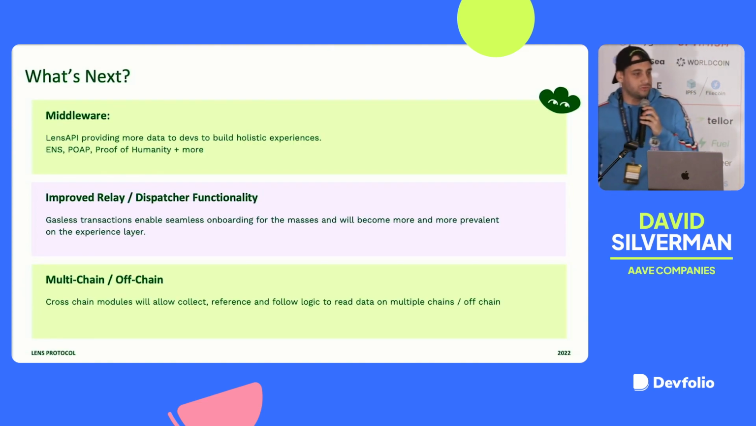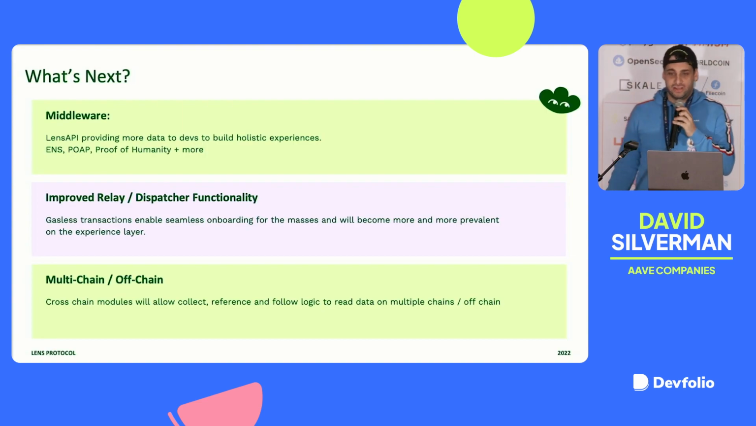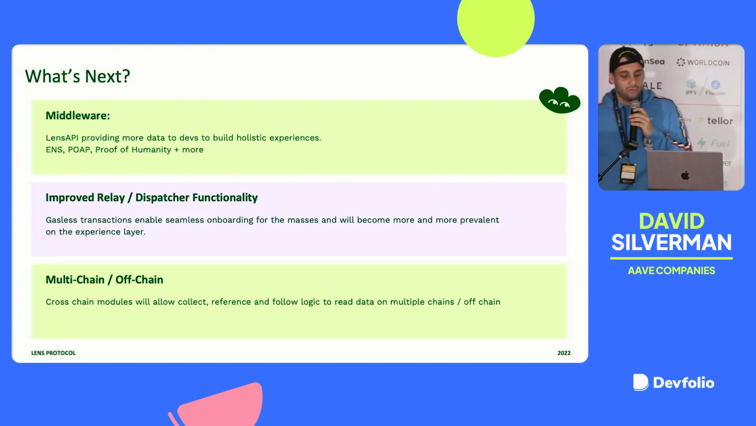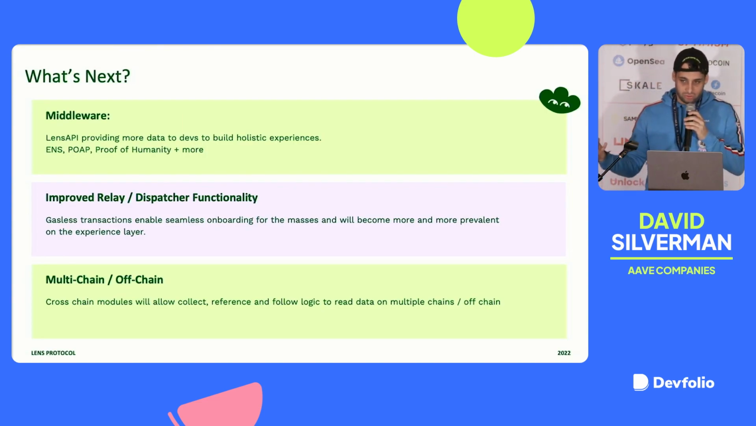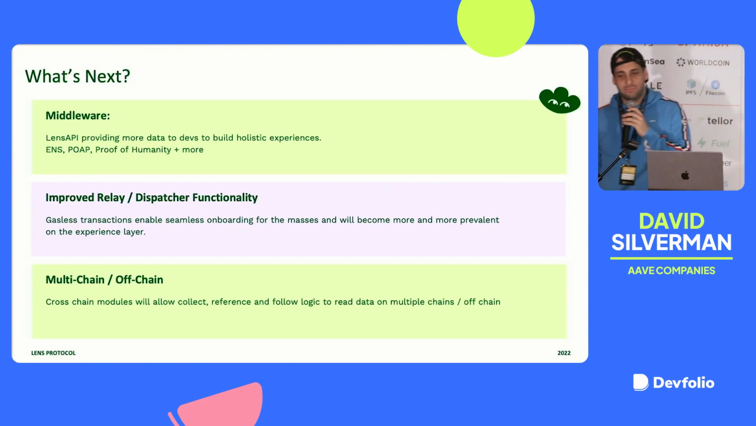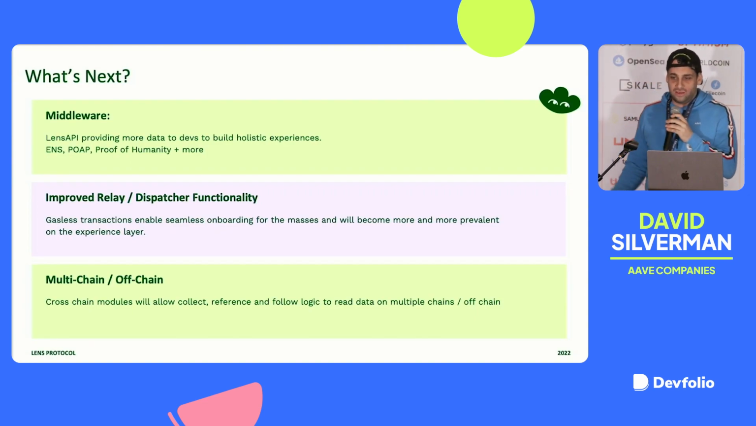Using really powerful protocols such as LayerZero, Chainlink CCIP and deBridge, you'll be able to read data from multiple chains onto Polygon. So you'll have the ability to say, you can only comment on my post if you hold a Bored Ape. You can only follow me if you hold more than 15 stkAAVE.